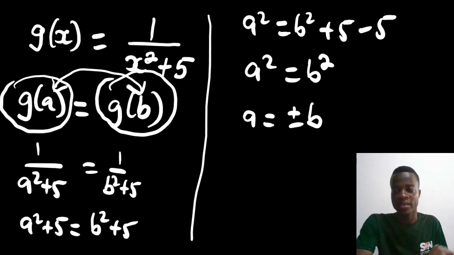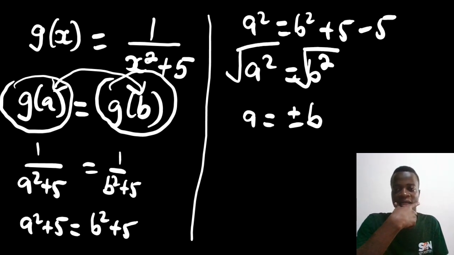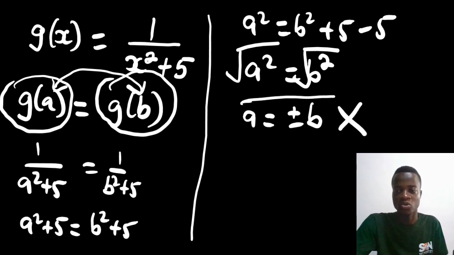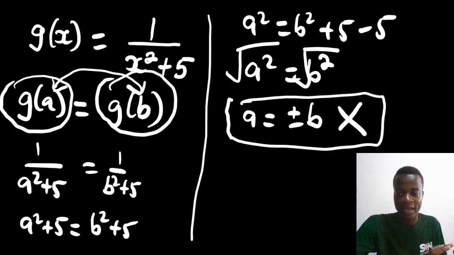Remember, when we did sets, if you are finding the square root of both sides, what we are going to get is that this one can be a plus b and a minus b. So you see that a is not explicitly equal to b, but it's equal to plus or minus b. There are two components which we don't want. We need to have a is equal to b at the end, not a is equal to plus or minus b. We don't have that, so this is not a one-to-one function.